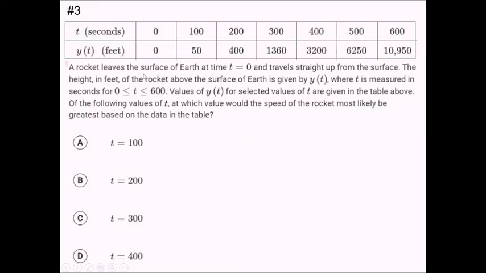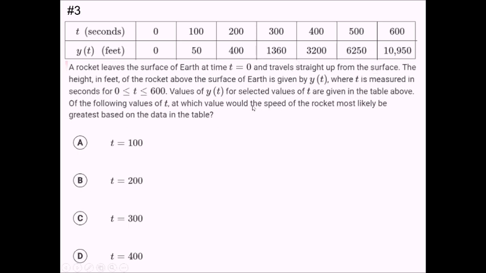For this problem, we have a rocket leaving the surface of the Earth, traveling straight up. The height in feet, which we're calling y of t, and the time in seconds, which we're calling t, values of those between 0 and 600 are given in this table. We want to know, based off the table, when is the speed of the rocket most likely the greatest. One thing to get straight real quick is that speed and velocity, which are different, are actually going to be the same on this particular problem, just because our rocket's traveling straight up.